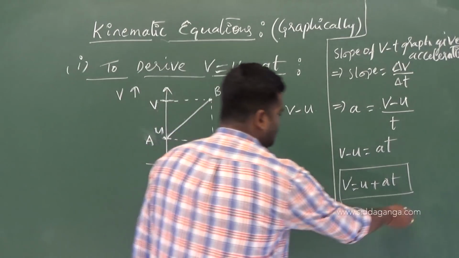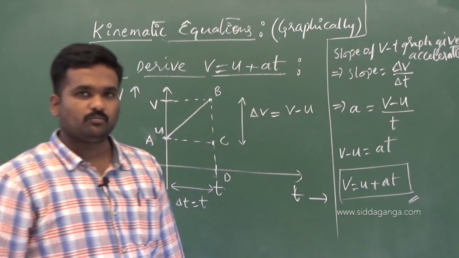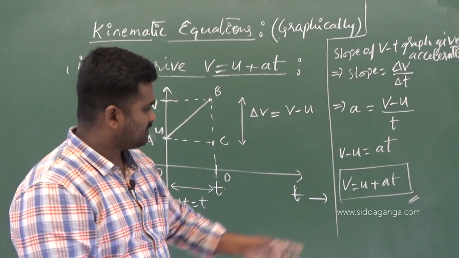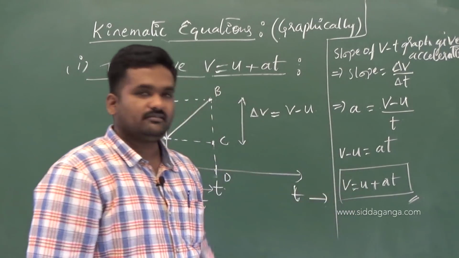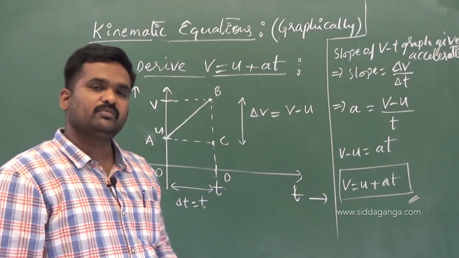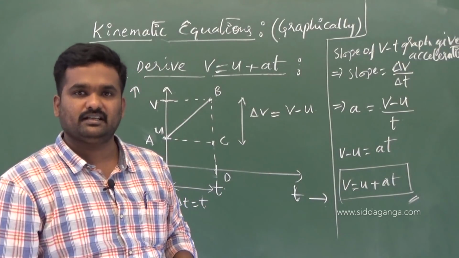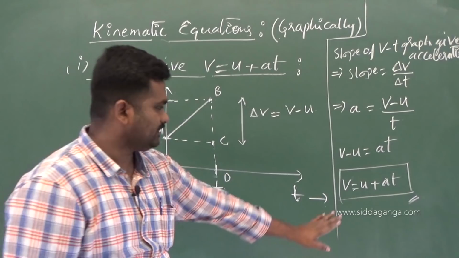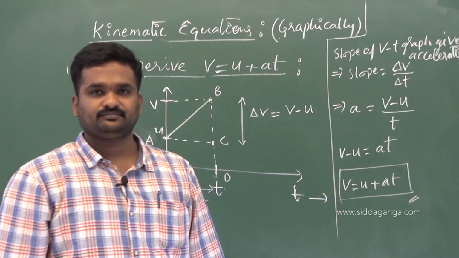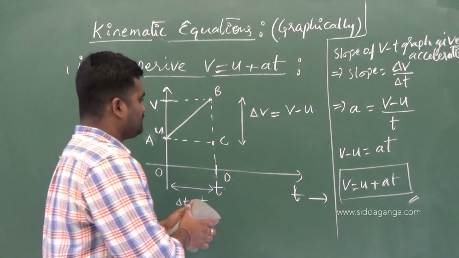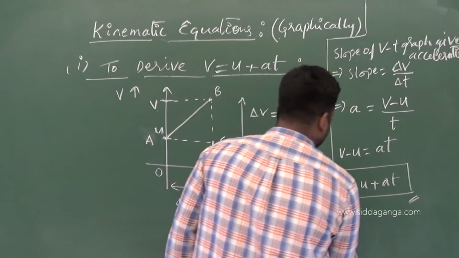Please make a note. So if they ask for 2 marks, obtain graphically this first kinematic equation. What is the first kinematic equation? Or they will give obtain graphically V equals U plus AT, or derive graphically V equals U plus AT. Then you have to derive this equation. So next equation we have to study.